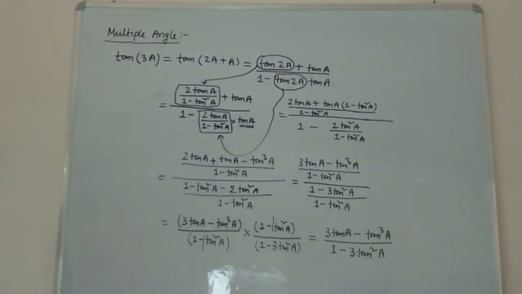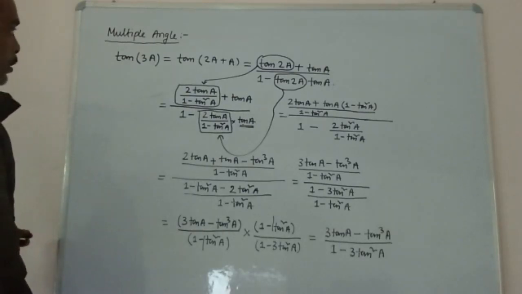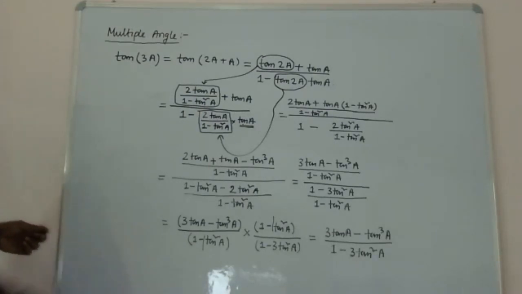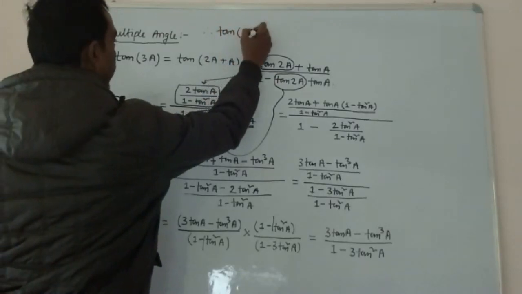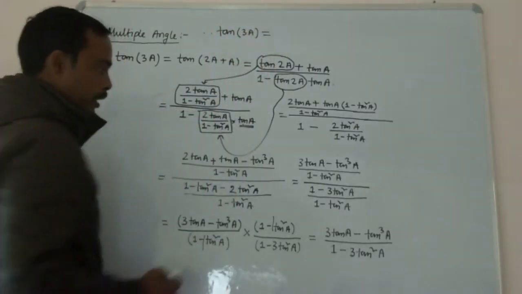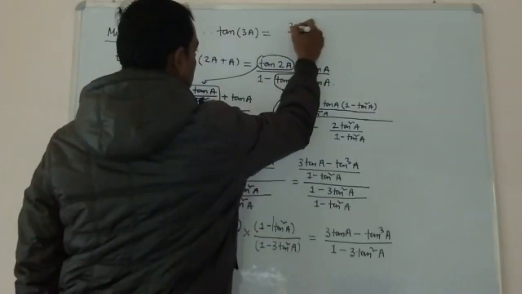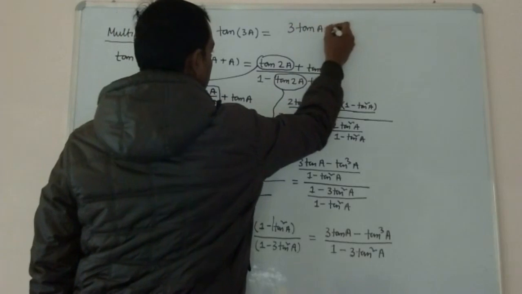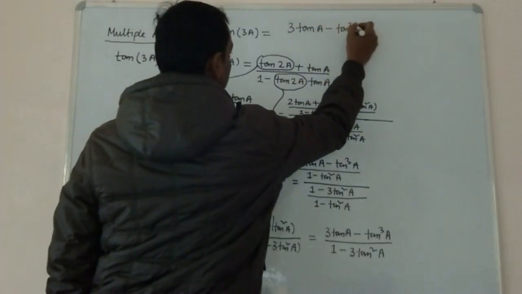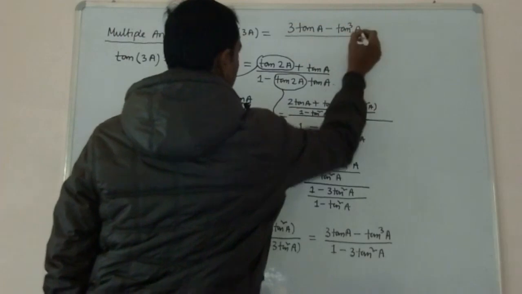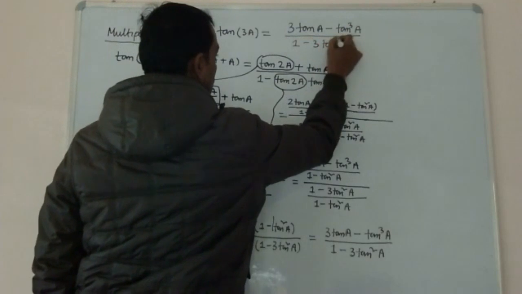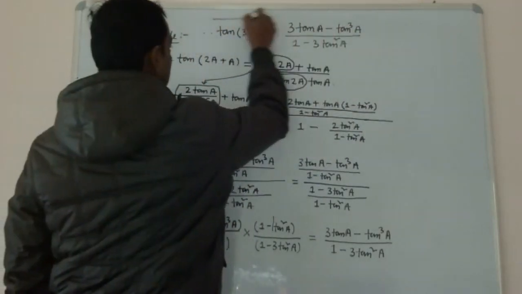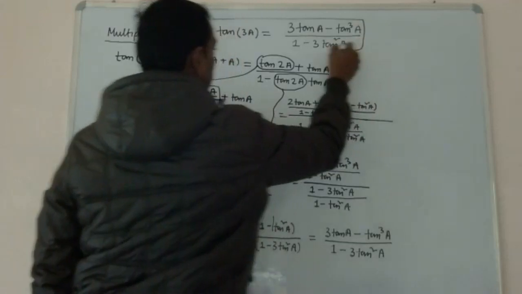Is it understood? Yes, sir. The formula of tan 3A is equal to 3 tan A minus tan cube A divided by 1 minus 3 tan square A. You have to remember this formula.